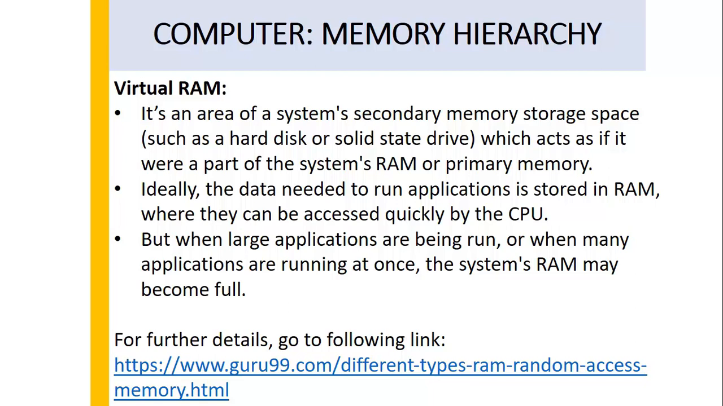Ideally, the data needed to run an application is stored in RAM, where it is accessed quickly by the CPU. But when large applications are run, or when many applications are running at once, the system RAM may become full. So then they use virtual RAM for accessibility.